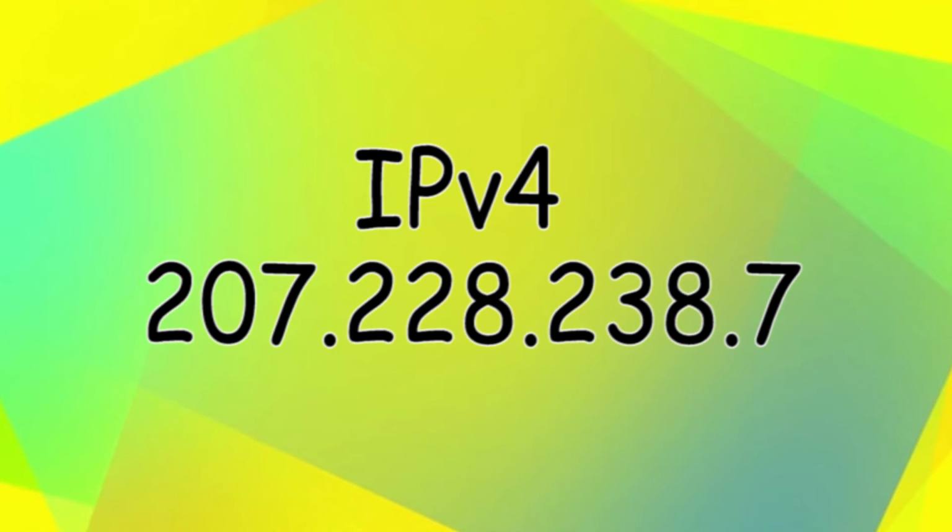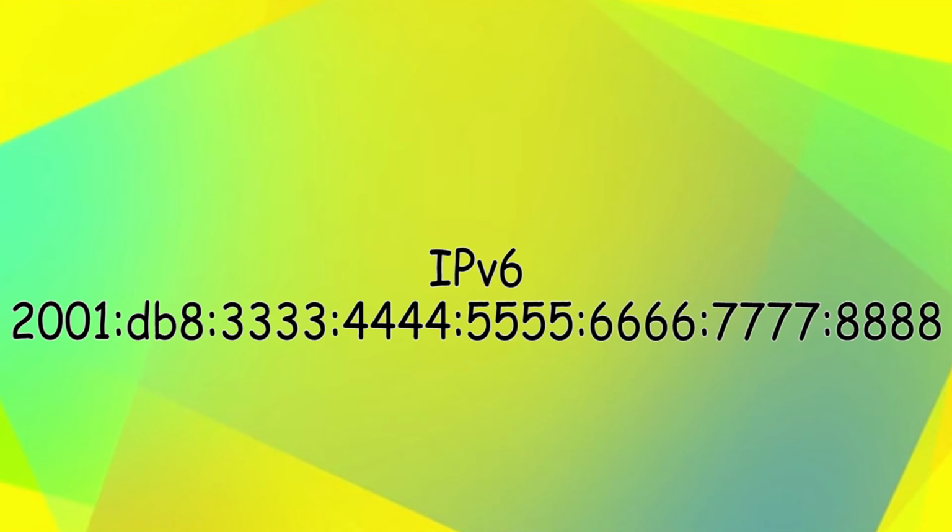There are 2 versions of IP addresses, IPv4 and IPv6. IPv4 includes a set of 4 numbers separated by periods ranging from 0 to 255. Here's a simple IPv4 address. Whereas an IPv6 consisted of 8 sets of 4-character strings of numbers and letters with colons in between. A sample IPv6 address is shown. IPv6 is the latest version of IP addresses.